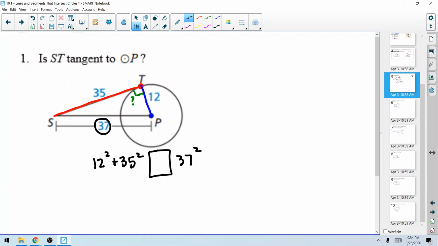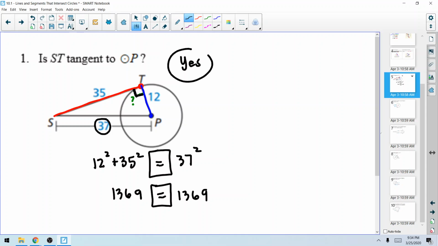Okay, 12 squared plus 35 squared is 1369. Box, 37 squared, also 1369. Those are equal, which means that satisfies the Pythagorean theorem, which means, yes, that's a right angle, which means that's a right triangle. So is it tangent? Yes. It is tangent, which means ST, that red line, only hits at one dot, and it is perpendicular to the radius.